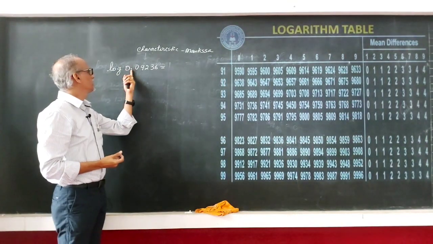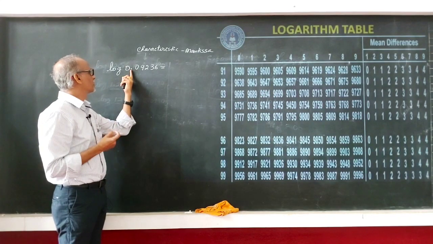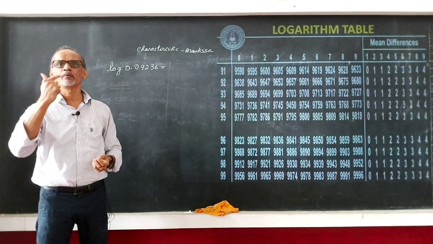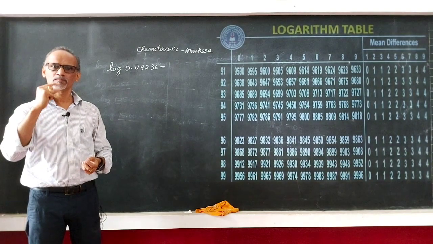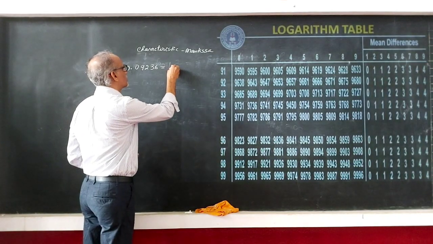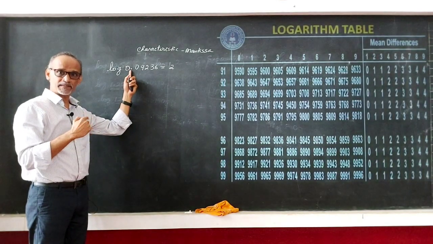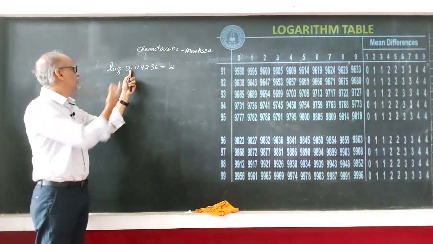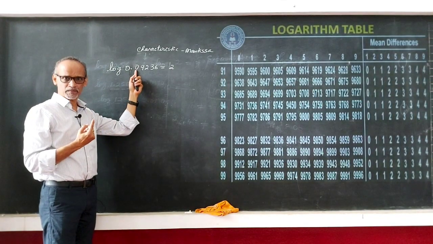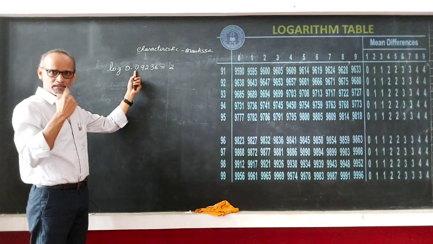Tell me, immediately after the decimal point, how many zeros are there? There is only 1 zero. And now you have to increase it by 1. 1 zero plus 1 means there are 2. So you have to consider 2 as the characteristic. So what is the rule? Take the decimal point, and after the decimal, not before, after the decimal, count the immediate zeros. Increase it by 1. So 1 zero plus 1 means a 2.